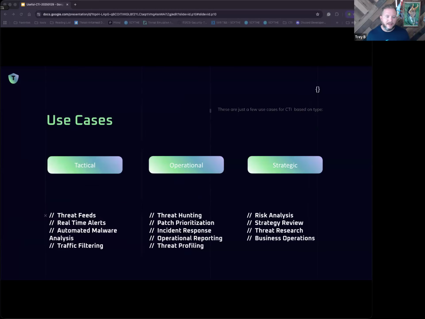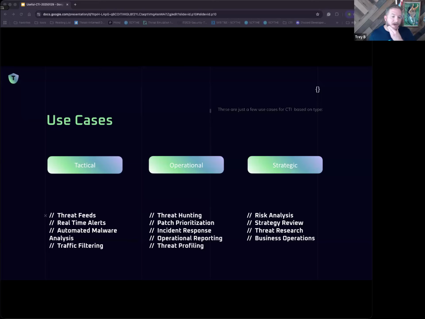Okay, so moving on, let's talk use cases now to these different types of threat intelligence. When we're thinking on the tactical level, so think like threat feeds, real-time alerts, things you're getting, not just externally or from your CTI platform of choice or your security vendors, but also the stuff that's populating in your security tool. And could be like stuff from automated malware analysis, your logs, any kind of traffic filtering, stuff you have happening in the environment already.